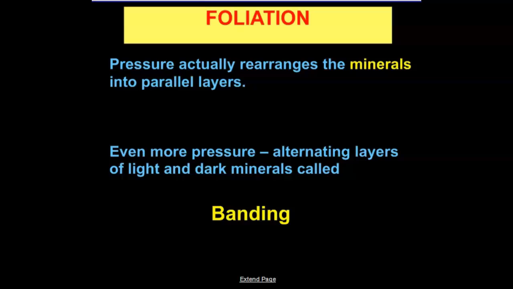If the rock undergoes more heat and pressure, the felsic minerals separate from the mafic minerals into alternating mineral layers called banding. That was like the picture on the first slide. Banding is extreme foliation brought about when the rock is brought deeper into Earth's interior.